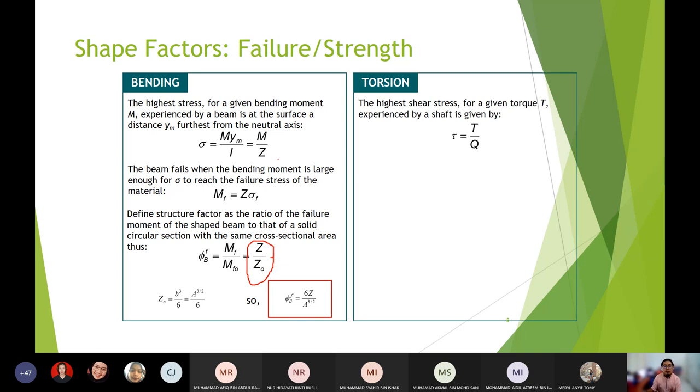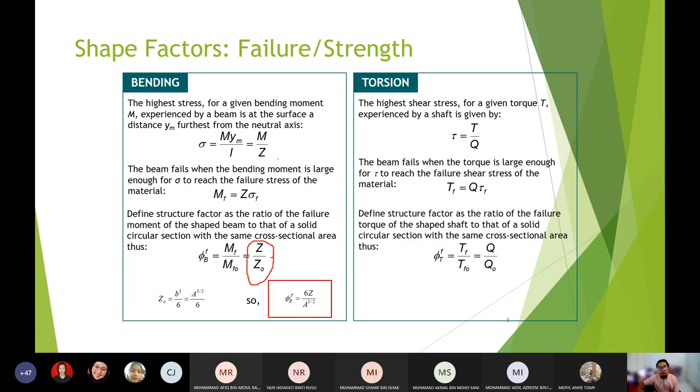For torsion, the highest shear stress for a given torque experienced by a shaft is given by tau equals T, the torque, over Q. Here the distance is measured from the center of the circular shaft. So the shaft fails when the torque is large enough for tau to reach the failure shear stress of the material. So the torque at failure is Q times tau F.